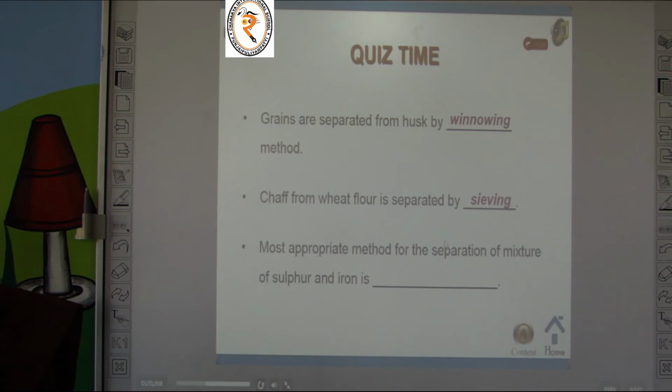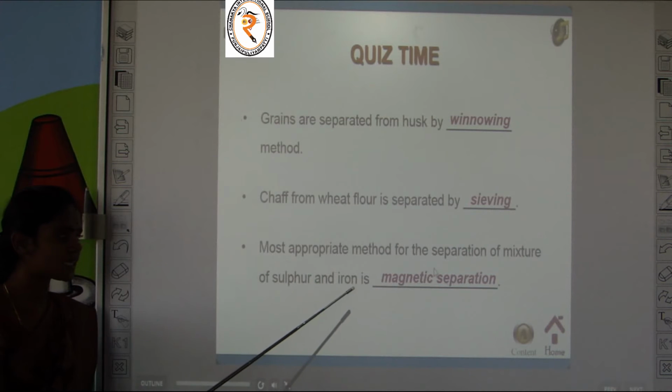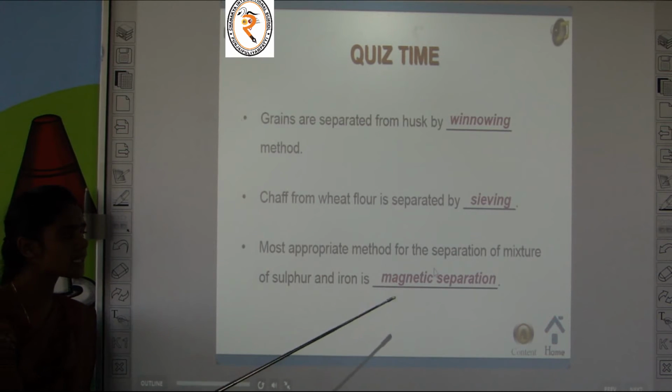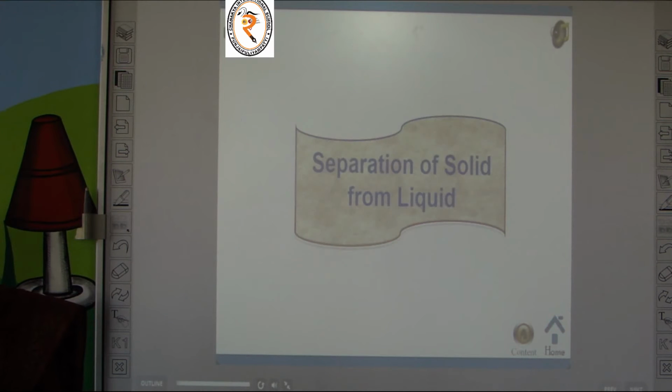And the third one, the most appropriate method for the separation of mixtures of sulfur and iron is magnetic separation. Why? Because iron is a magnetic material. It can be easily attracted by magnet. So which method can we use to separate sulfur and iron? It is magnetic separation. And the next one.